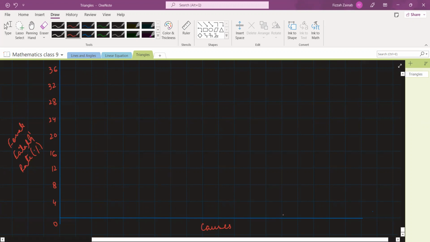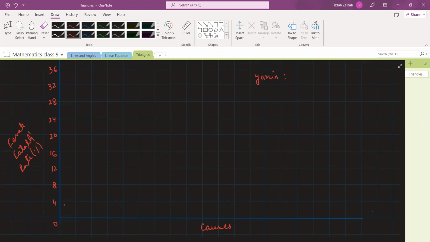Now you have to name the scale also. What is happening on your y-axis? See, this is your 1 unit, or 1 block, and it is representing 4%. Is that clear? Because this is percentage which is given on the y-axis. So 1 block is representing 4%. Is that understood? This is the scale of this graph.